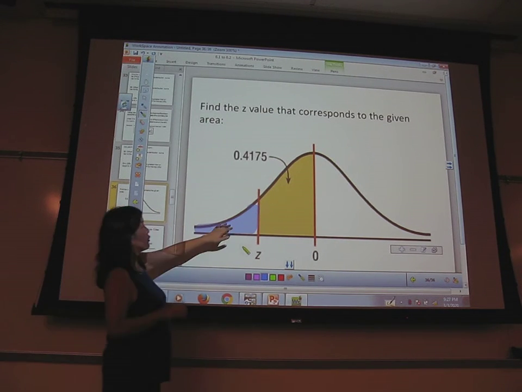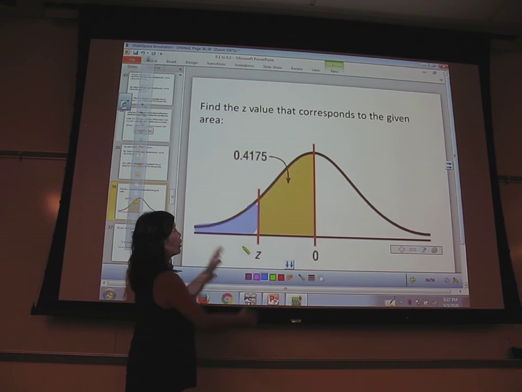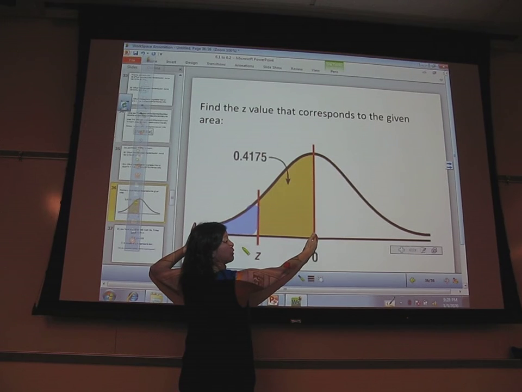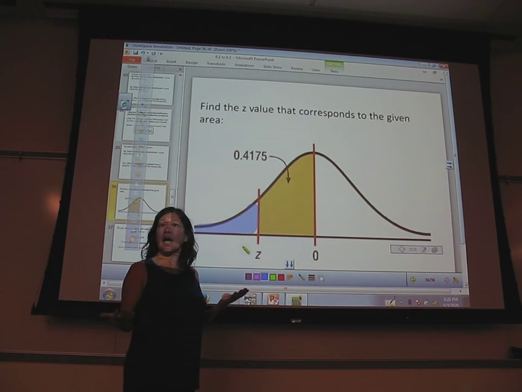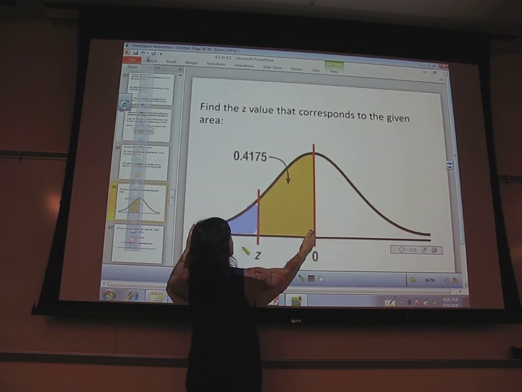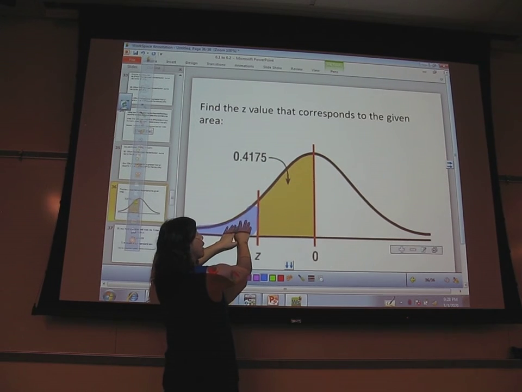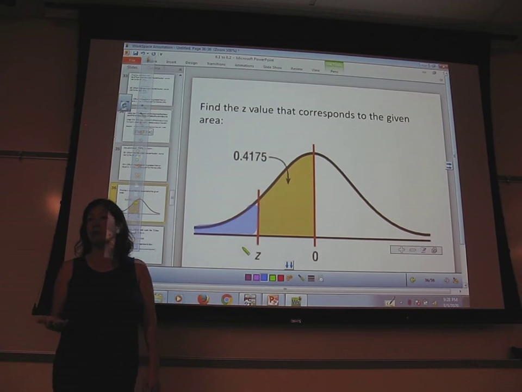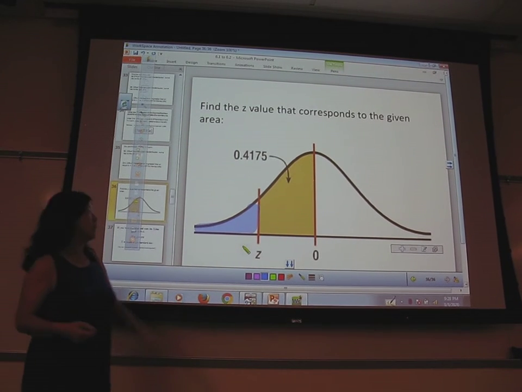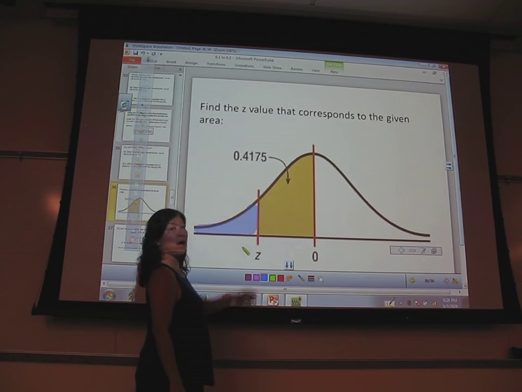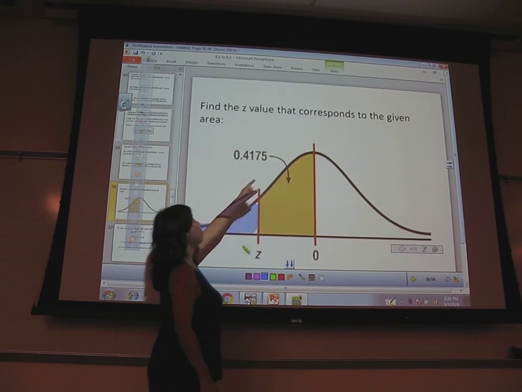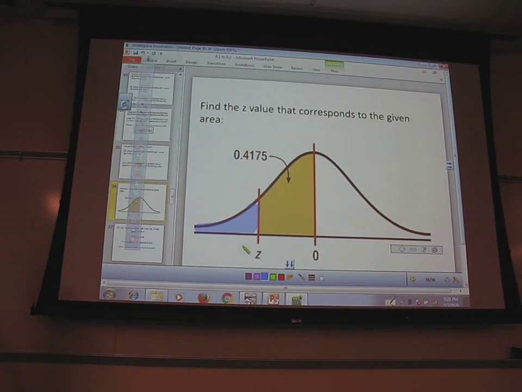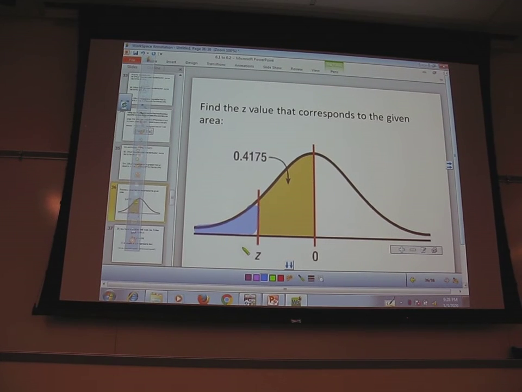So I don't know this one, but I do know this one. Do I know this area here? Yeah. What's this area here, guys? 1/2, right? It's half the data. So if this is 1/2, then I know that the blue area plus the orange area has to equal 1/2. So if this plus this equals 0.5, then 0.5 minus this gives me that. So why don't you guys take a second and find that.